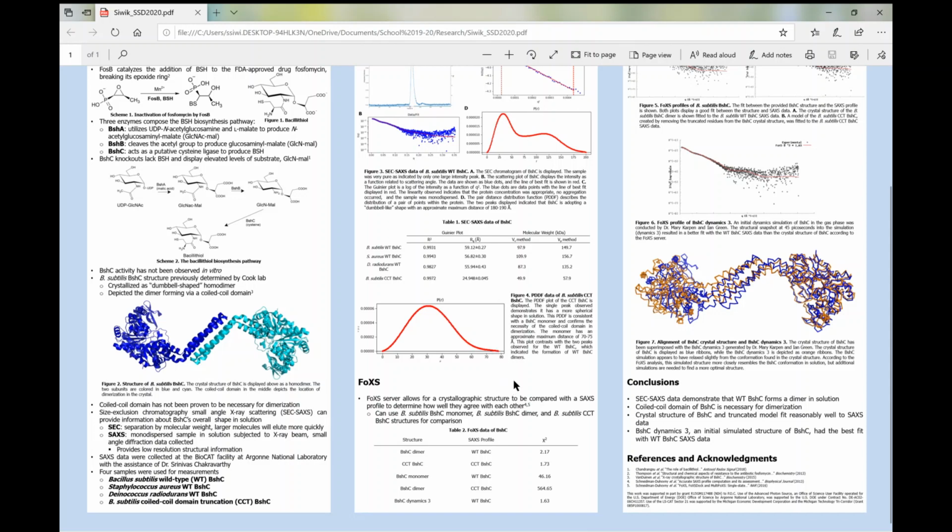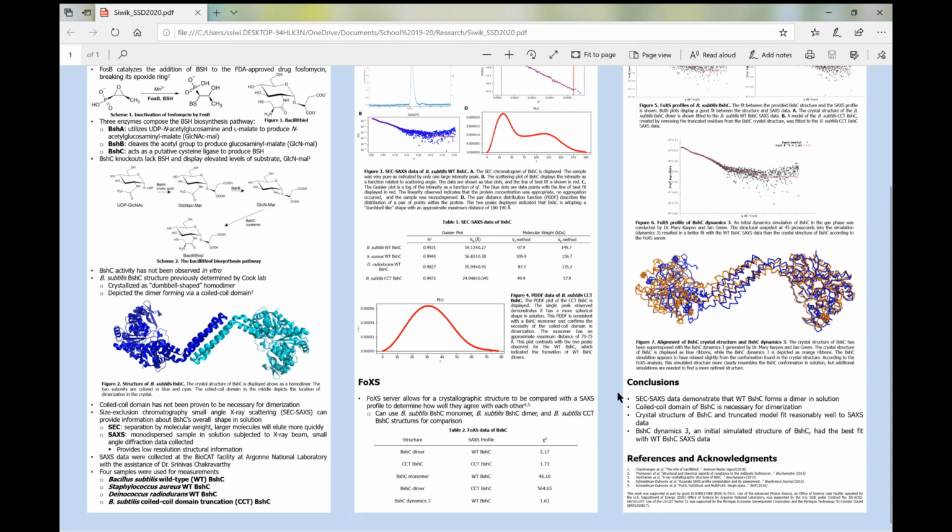And this shape to this plot is indicative of a more spherical shape in solution. And so this is consistent with this truncated BshC only existing as a monomer in solution. And so this small angle X-ray scattering data really confirmed that our hypothesis was correct. The wild-type BshC will form a dimer in solution, and this is saying that the coiled-coil domain is truly necessary for BshC to dimerize.